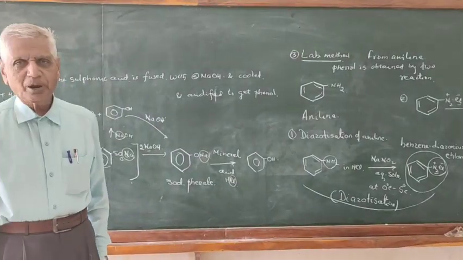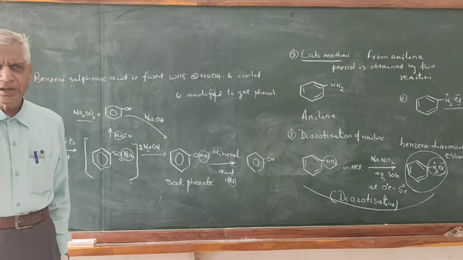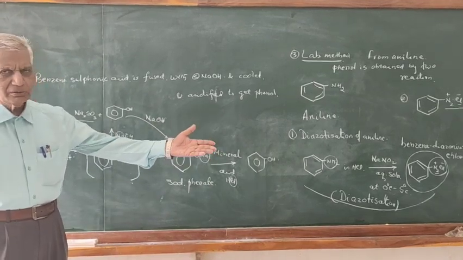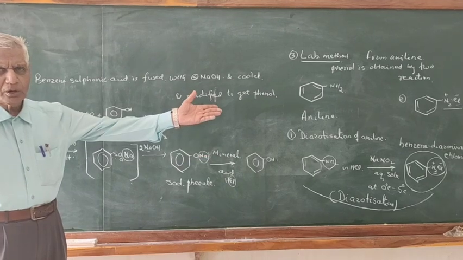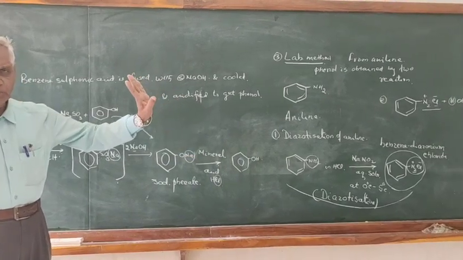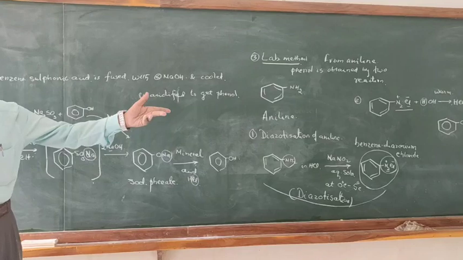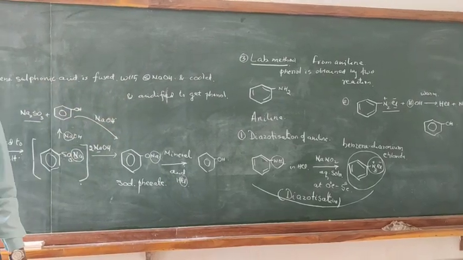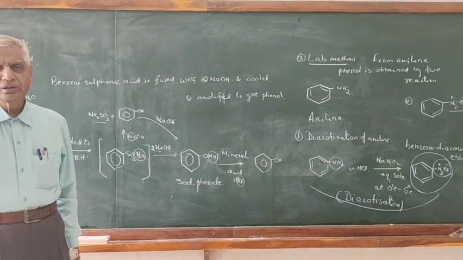Right? Any problem? No problem. And the diazotization reaction, benzene diazonium chloride, is highly reactive. On warming with water, nitrogen is removed, it is the outgoing group, OH bonds, and you get phenol. So that is how phenol can be prepared. Right? Any problem?